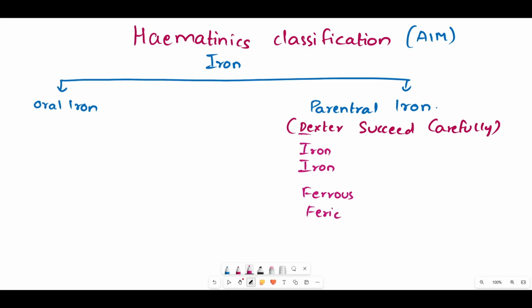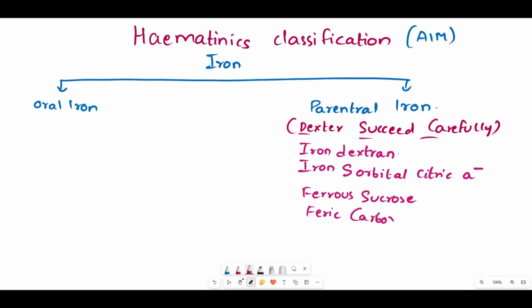Okay, so the first one is D, so that means iron dextran, and second one is S, that means iron sorbitol citric acid. Then third one is with ferrous, again it is also with S, that means ferrous sucrose. Then last one is C, that means it is ferric carboxymaltose.